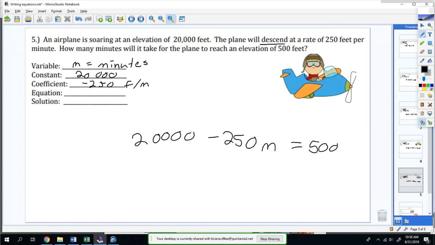All right, that's all we're doing today. The only thing you have to worry about is taking a word problem and writing the equation from it, okay? So the best way to do it: find your variable, find your constant, and find your coefficient.